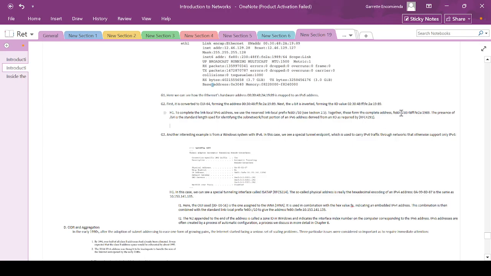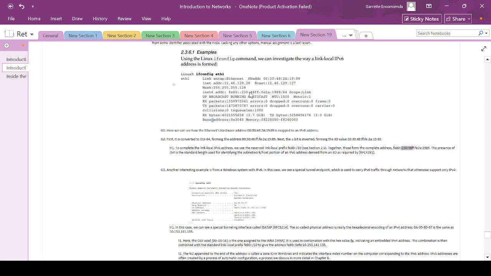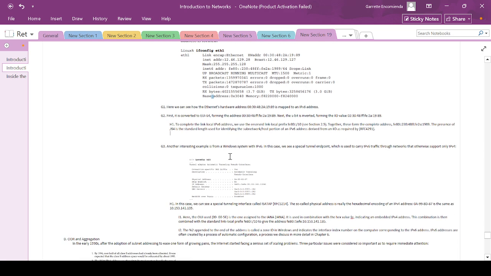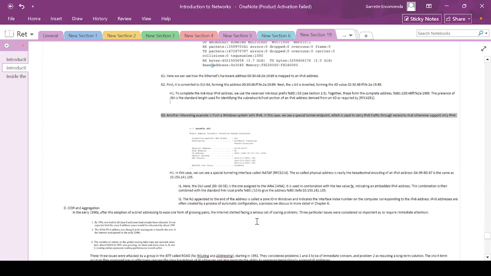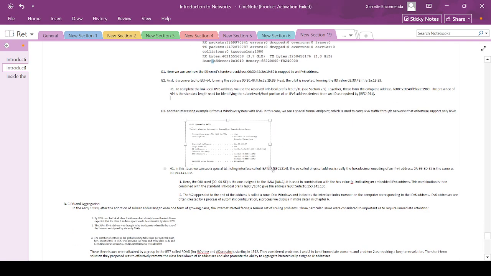Together this forms the complete address FE80::0230:48FF:FE2A:1989. So that's where we get the 0230. The presence of the slash 64 is the standard length used for identifying the subnetwork or host portion of an IPv6 address derived from the IID as required, because it's 64 bits, and it is used for identifying the subnetwork or host portion.